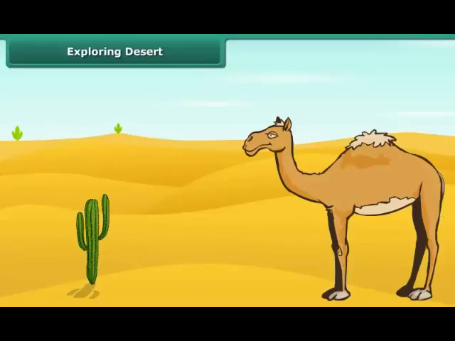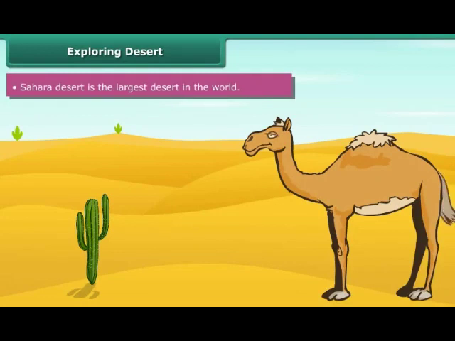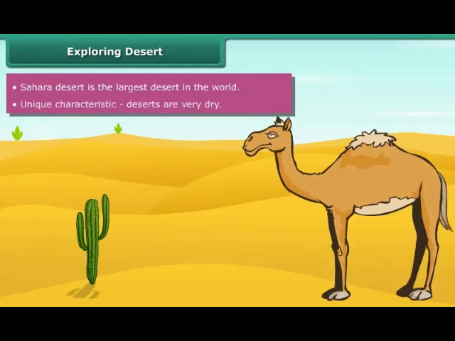Students, did you know that Sahara Desert is the largest desert in the world? It is located in Africa. Deserts have a unique characteristic of being dry. They are hot and dry due to high rate of evaporation and limited rainfall. Plants and animals living in deserts have modified features to survive in such extreme conditions. Camel has many adaptations that are specifically suited to desert habitat.